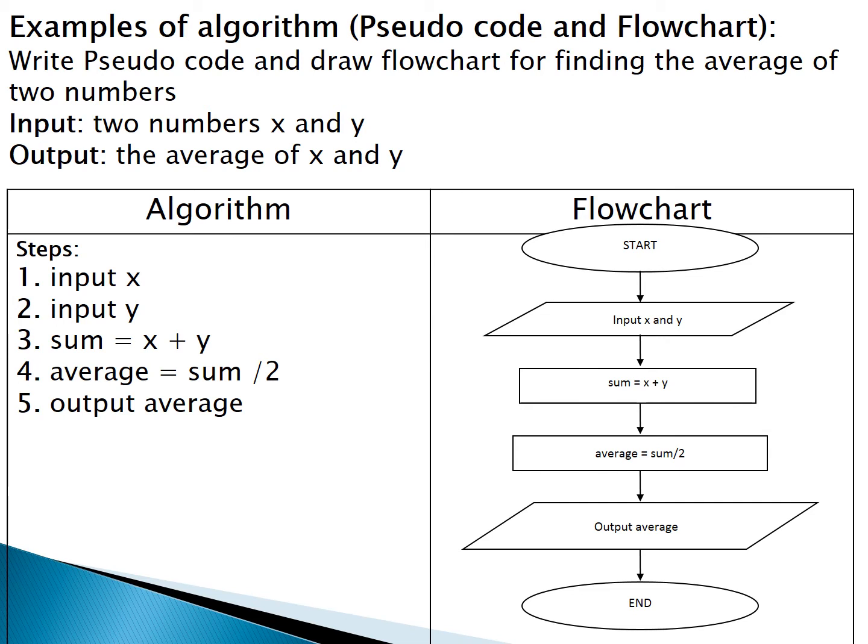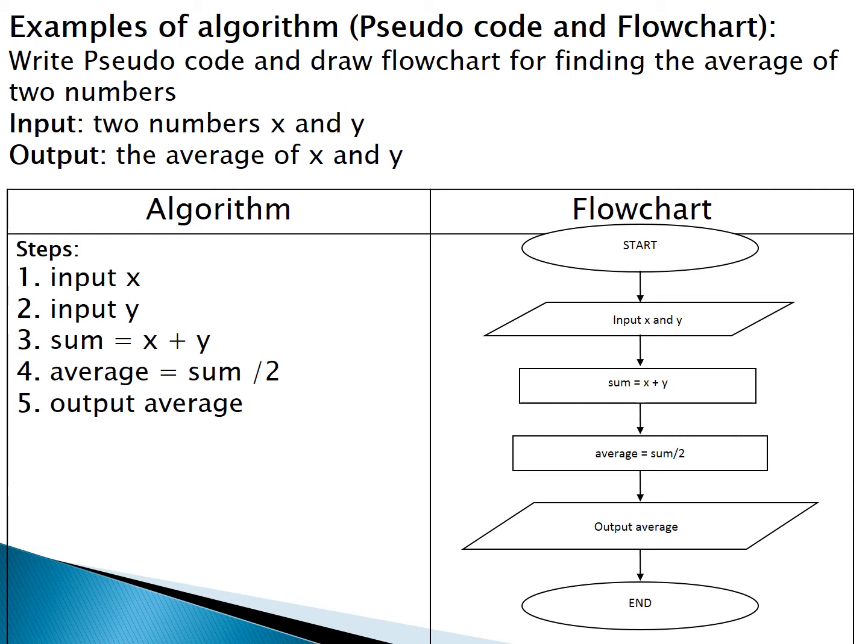Here I have given one example of an algorithm where we are going to draw the flowchart to find the average of two numbers. Input I am taking two numbers, for example number one as x and number two as y, and output I am going to find the average of the two numbers x and y. Coming towards the algorithm, I have given step by step steps. Step 1, input x. Step 2, input y. Step 3, sum equal to x plus y. Average is equal to sum by 2. Output average. This is about the algorithm.